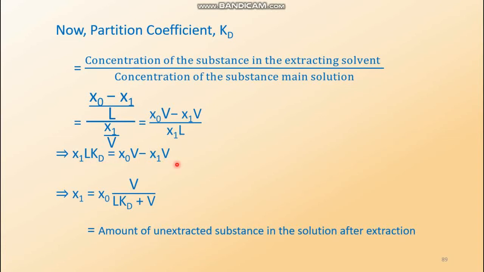What is the expression of x1? It is x0 into V over L Kd plus V. So we are getting the term x1, the unextracted solute after the first operation. The amount which is left behind in the main solution is x1 gram, and you can express this in terms of x0. So x1 is the unextracted amount of solute after the first operation, and x0 is the amount of the solute before the first operation.